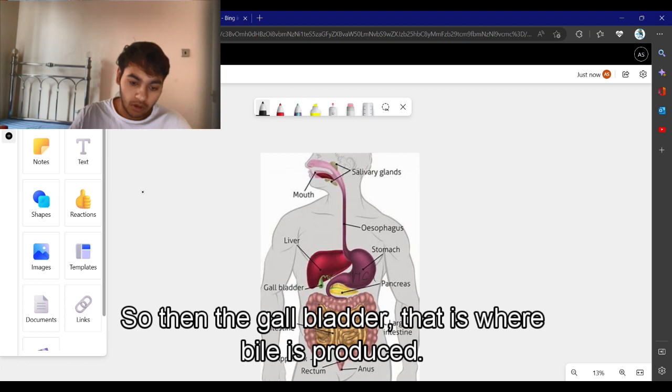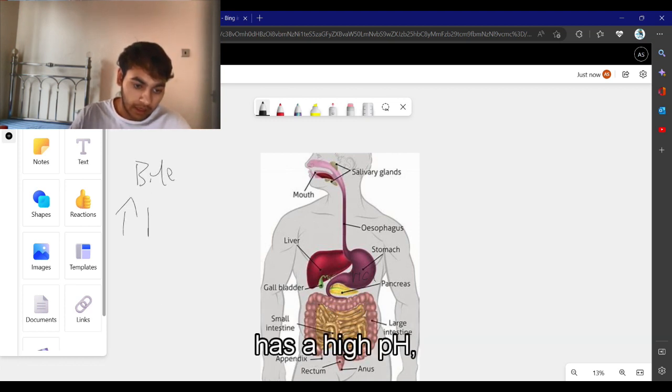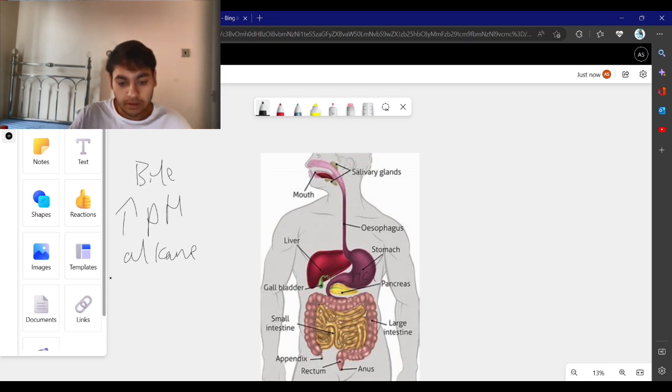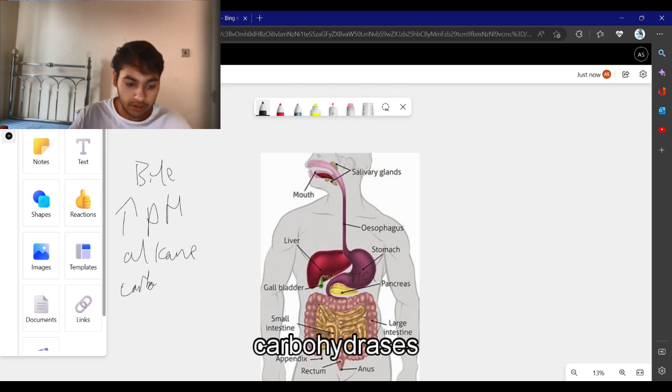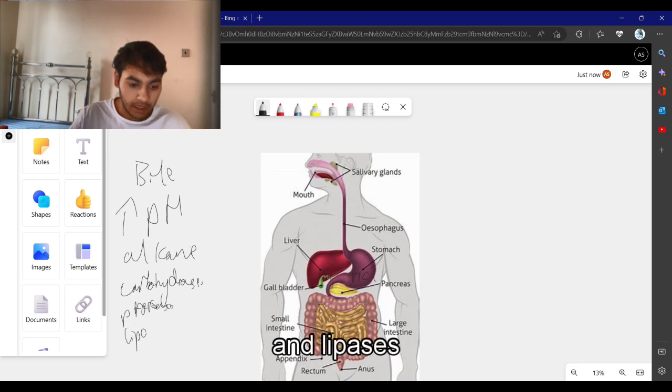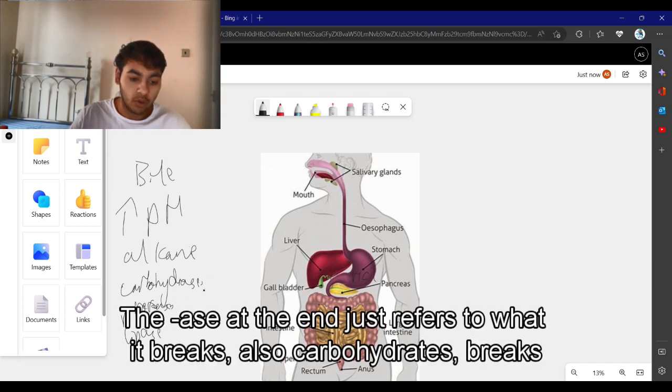So then the gallbladder, that's just where bile is stored. Bile has a high pH, meaning that it's alkaline or basic. This has all kinds of things: carbohydrases, proteases, and lipases. All of these, the ase at the end just refers to what it breaks down.